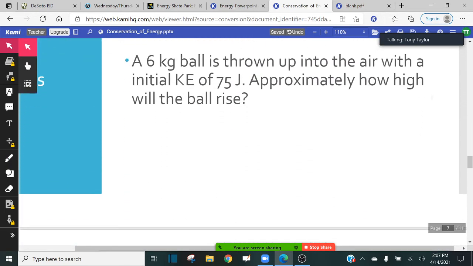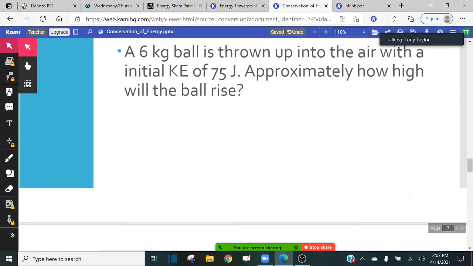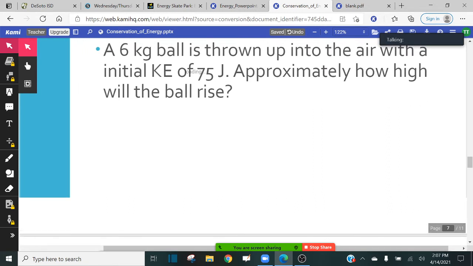So let's look at this problem right here. This problem says a 6-kilogram ball is thrown into the air with an initial kinetic energy of 75 joules. Approximately how high will the ball rise?